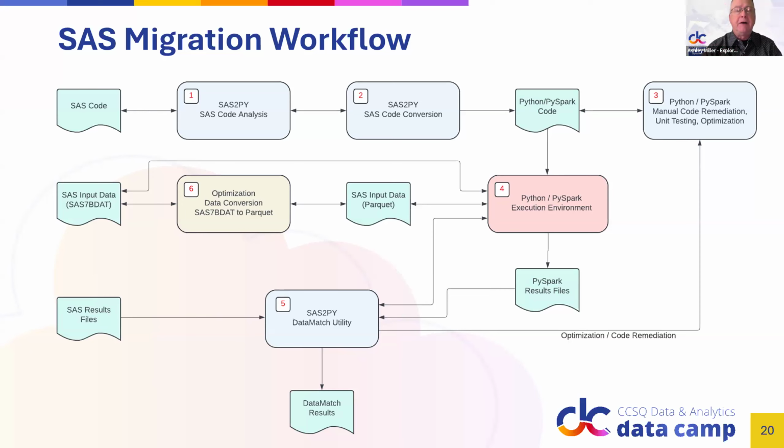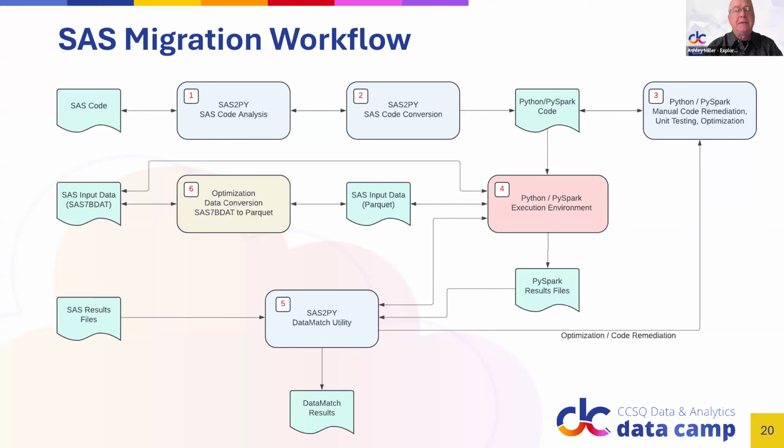Step number five is the data match utility, where you're taking the SAS result files, and the data match utility helps you compare them to the output of the PySpark run. You get the results of data match, and if you have 100%, then your code is executing correctly. If it's less than 100%, you're going to be going back to step number three. So you can see this can be a bit of an iterative process. You do any code remediation in step number three to make sure your data results are going to match, and you're in that iterative loop until you get your 100% data match.